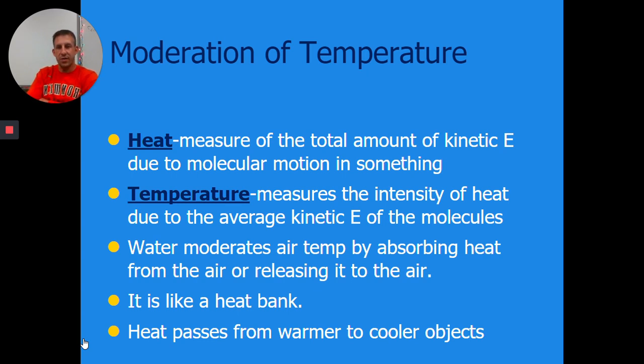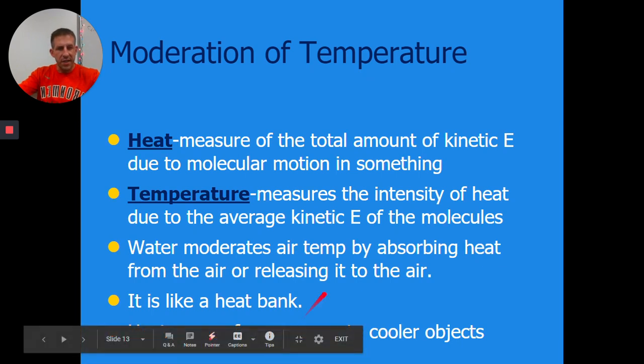So to get it out of the way right off the bat, heat is the measure of the total amount of kinetic energy due to molecular motion in something, whereas temperature measures the intensity of that heat. So when we think about how hot some place is, it's that hot because the molecules in a given area are bouncing off of that area more frequently, and that causes that thing to be hotter as a result, to have more heat associated with it. Temperature is nothing more than the intensity and the measure of that heat.